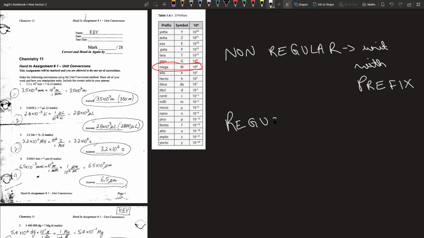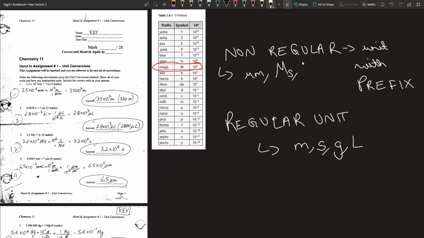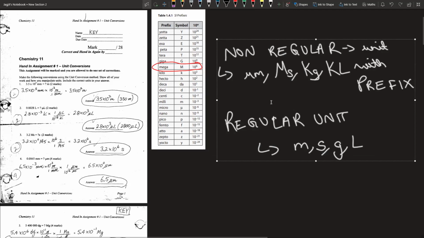Let me give you a few examples of your regular units. Pretty much you see meters. Do I see any fancy acronym in front of it? Any fancy letter? Nothing. Seconds? Nothing. Grams? Nothing. Liter? Nothing. Whereas your non-regular would be, let's say, micrometers, or your megaseconds, or your kilograms, or your kiloliters. See the difference? So regular units have no prefix in front, whereas your non-regular units have your prefix in front. Pretty simple. Okay, let's move on.